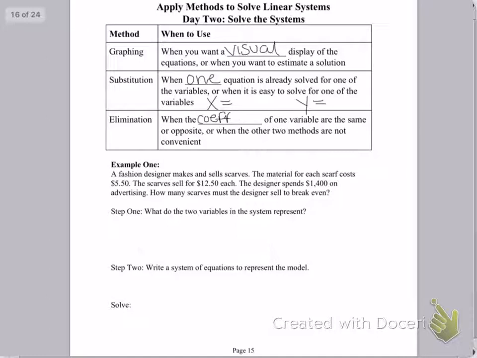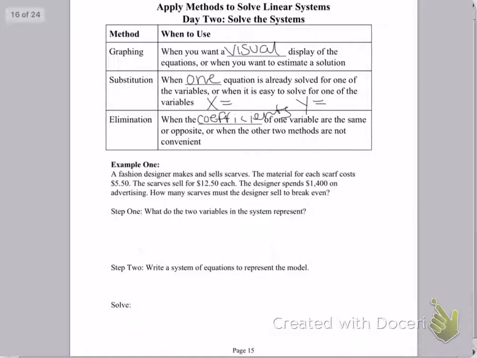Coefficients of one of the variables are either the opposite or the same, and you can easily cancel them out. But we've got a couple examples here that we're going to kind of talk through.